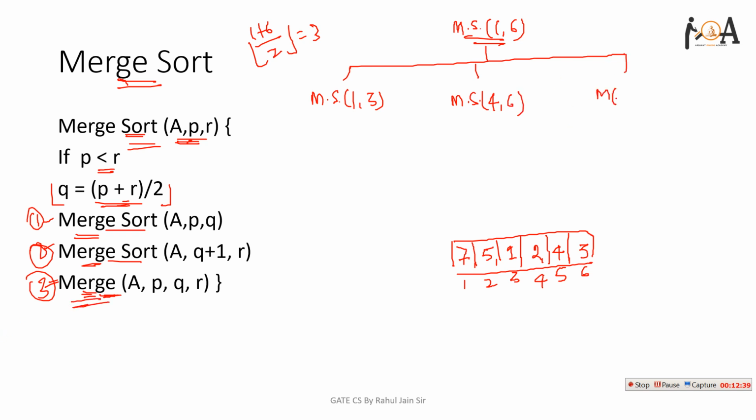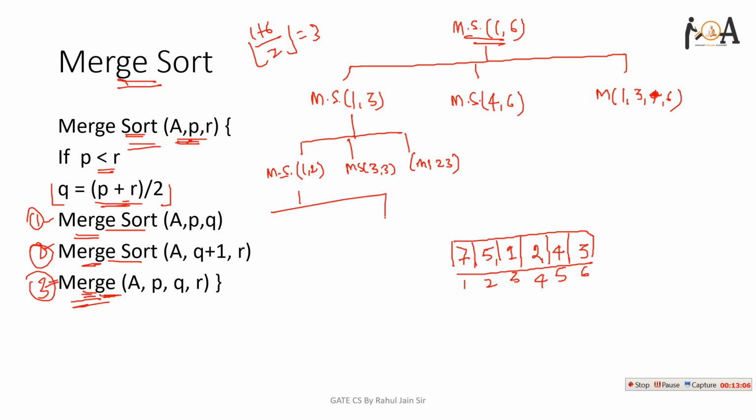So I will merge 1 3 4 6, I will merge all of them. Now I will merge 1 3 and 6. Then merge sort 1 to 3, where the 3 steps will be repeated again. Merge sort from 1 to 2, since 1 plus 3 divided by 2 is 2, then merge sort 3 of 3, and then I need to merge 1 2 3.